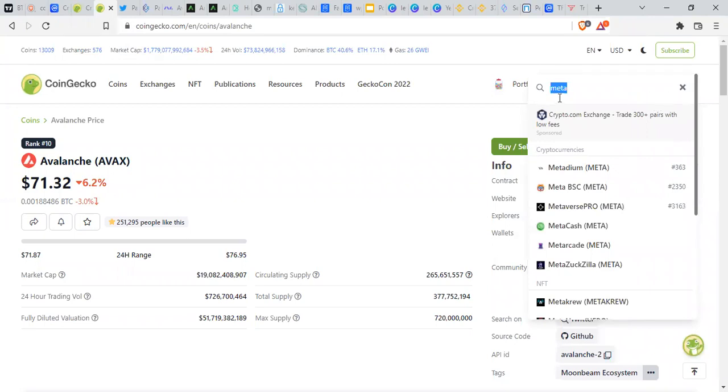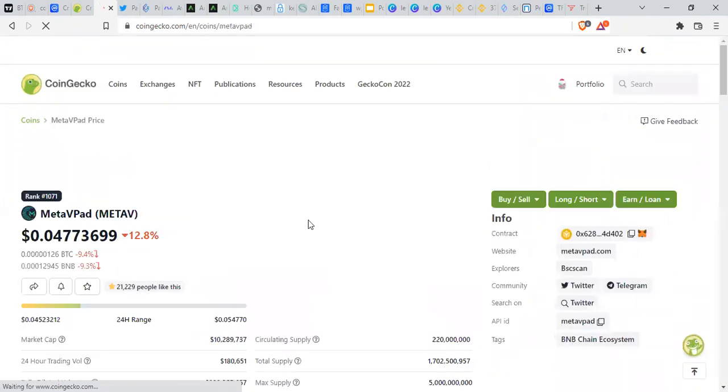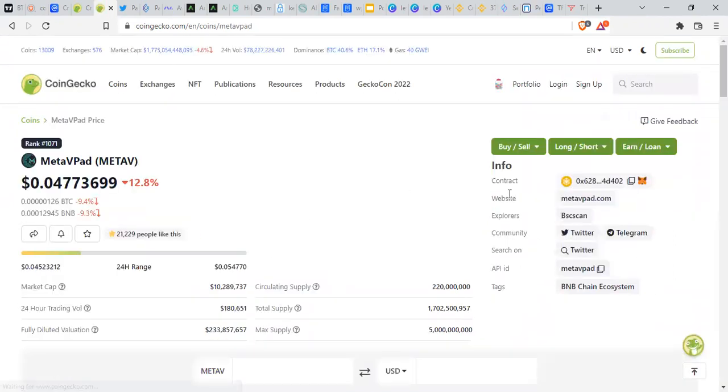Let's see if we get it here. Okay. So let's take a look at this MetaV. MetaV here is built on BSC. So let's take a look at where it is, and this is the current price.